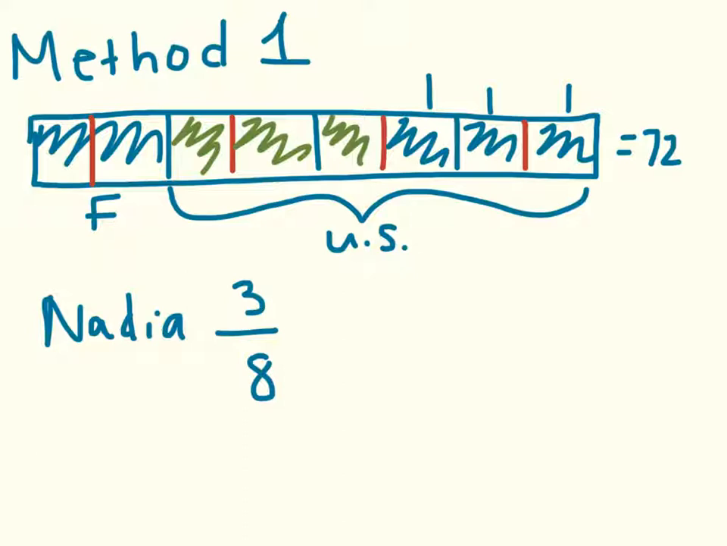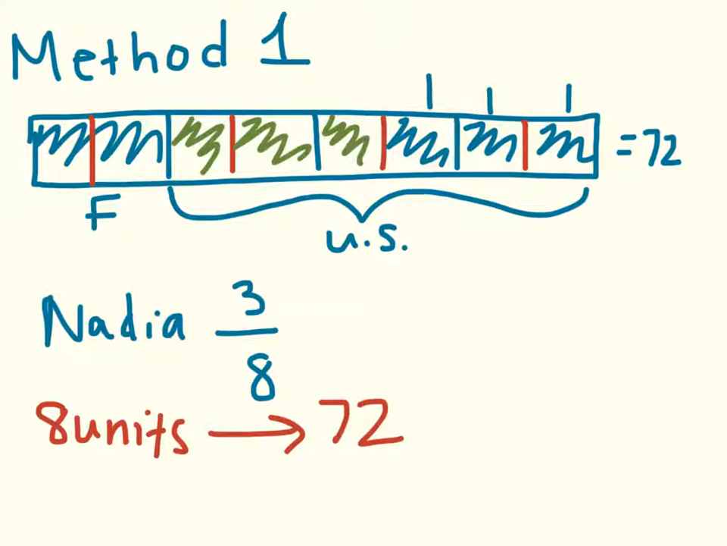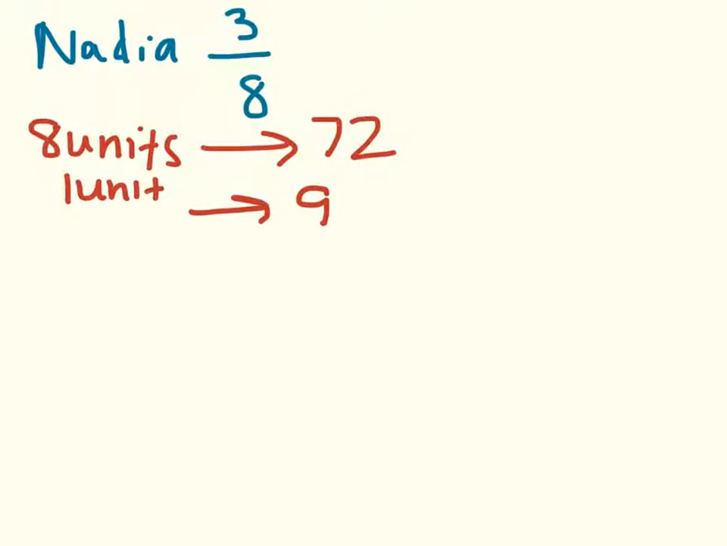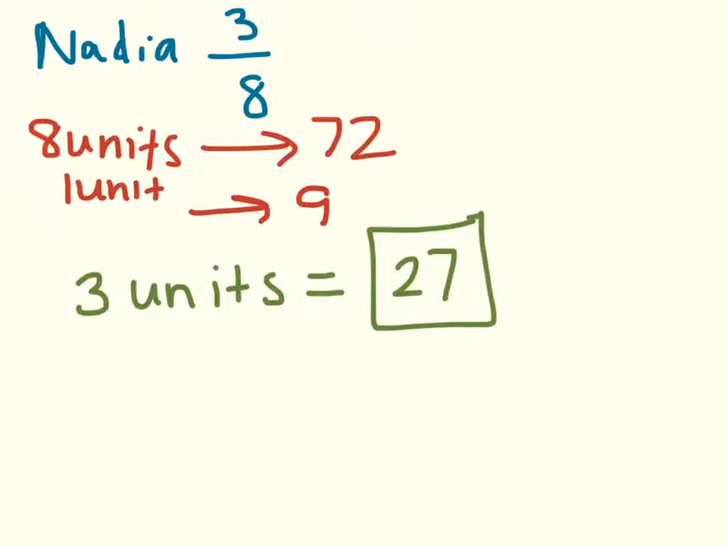The question, however, is how many stamps does Nadia receive? Not what fraction, but what actual number of stamps. So we know that the 8 units of stamps represent 72 stamps total. So 1 unit of stamps will equal 9 stamps. So if Nadia receives 3/8 of our stamps, that means she gets 3 units. So 3 times 9 is 27. Nadia gets 27 stamps from her friend Lucille.